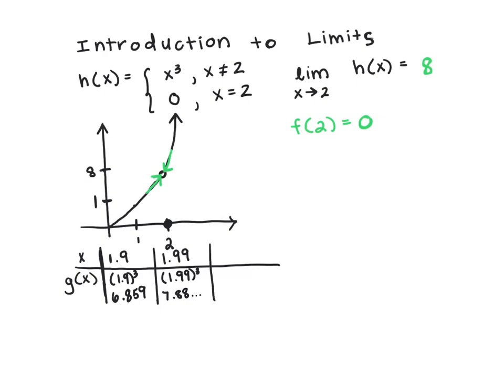And again, I'll get one more step closer to 2 if I have 1.999. I'm just going to add another 9 at the end, get a little bit closer to 2. And again, the value of my function is 1.999 cubed. If I plug that into my calculator, I get 7.988. So we see that as we get closer and closer to 2 from the left, I see that the value of my function is getting closer and closer to 8, just like we saw in our graph.